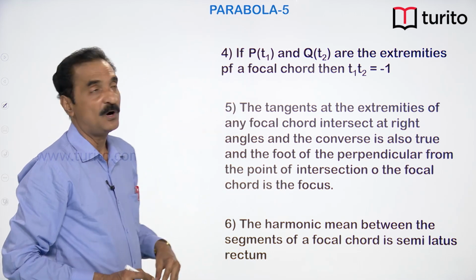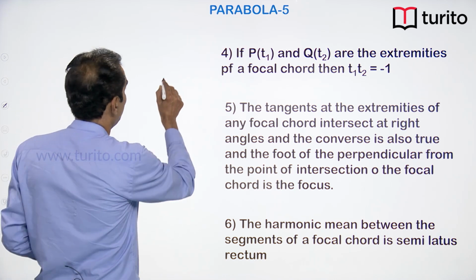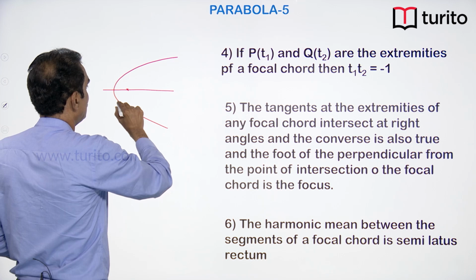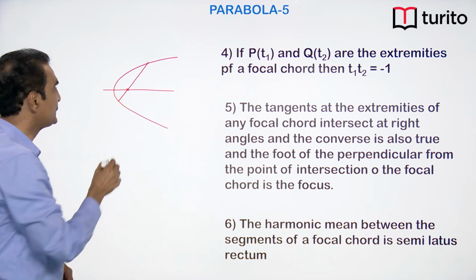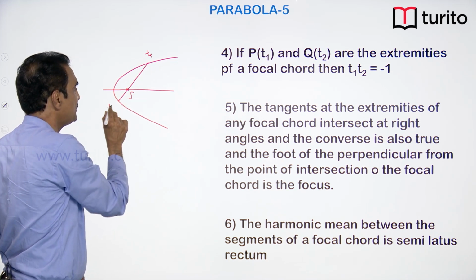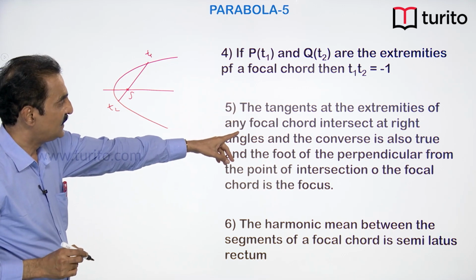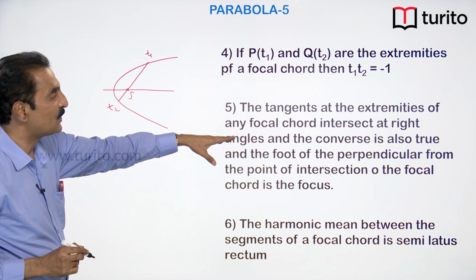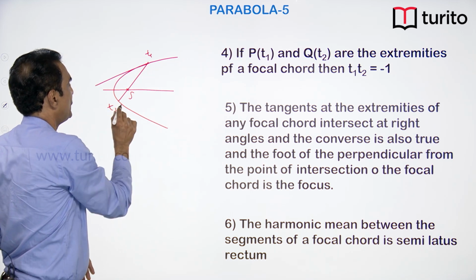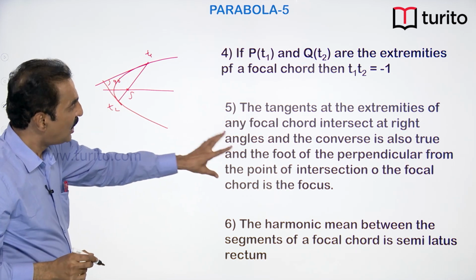And the next points are, if P(t1) and Q(t2) are the extremities of a focal chord, then t1 t2 = -1. This is a parabola. If a chord passes through the focus, it is called a focal chord. If the endpoints are with parameters t1 and t2, the condition is t1 t2 = -1. We have proved it. And the tangents at the extremities of the focal chord intersect at right angles. If you draw tangents at this point and this point, this angle will be 90 degrees. And the converse is also true.